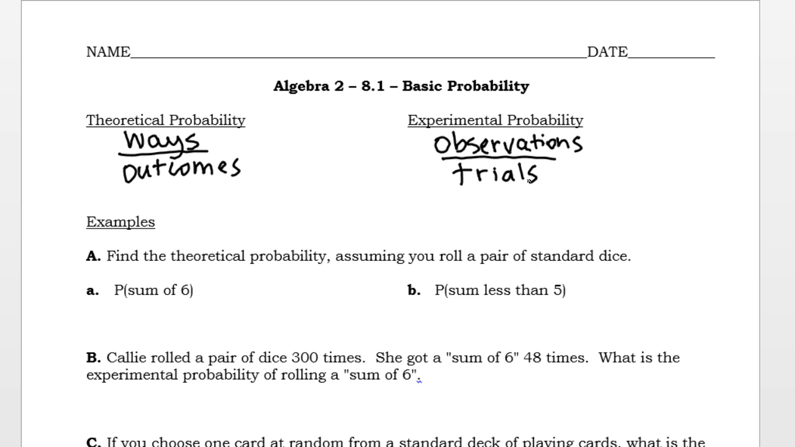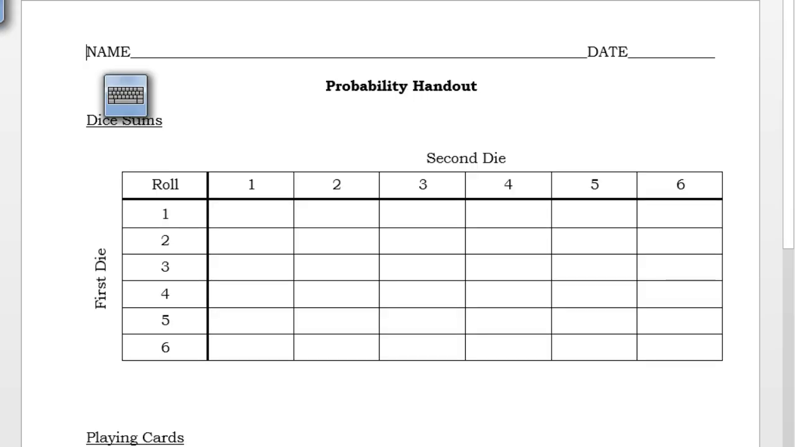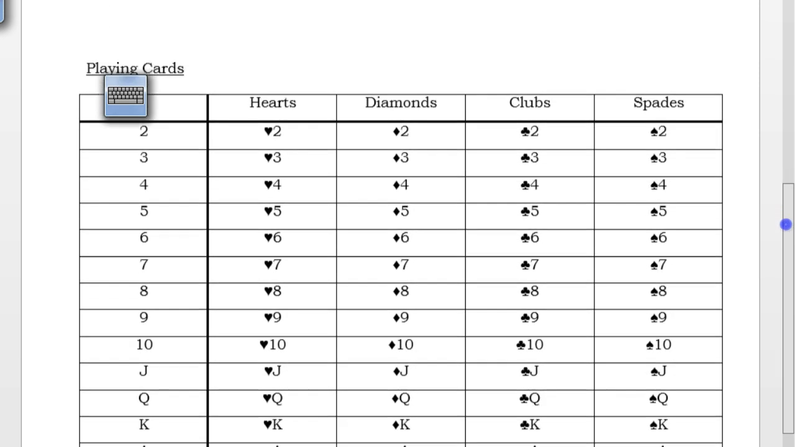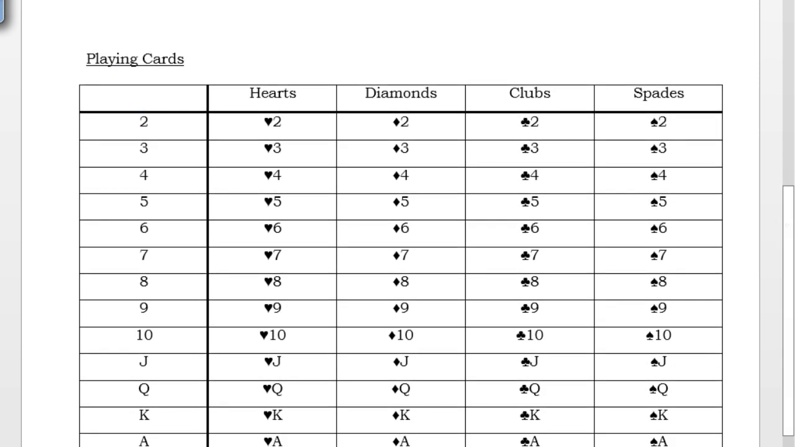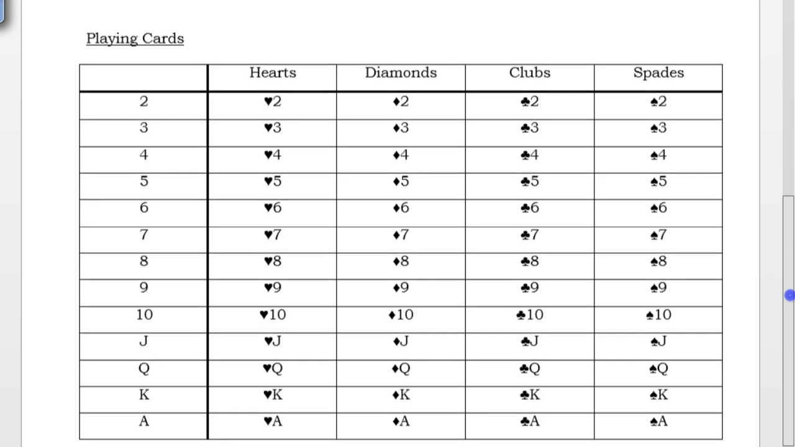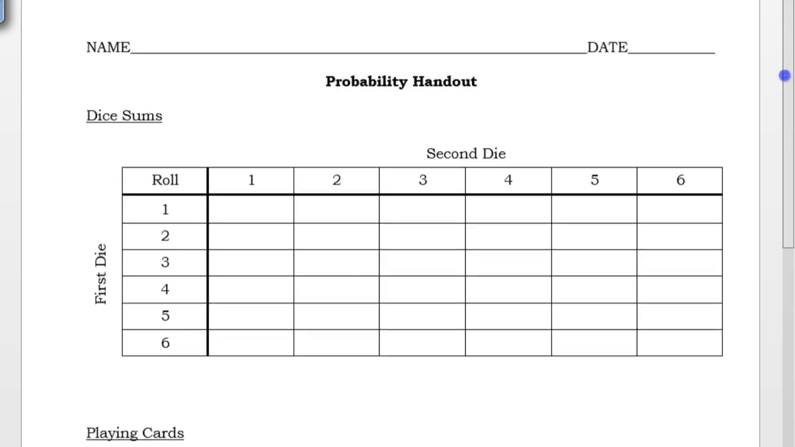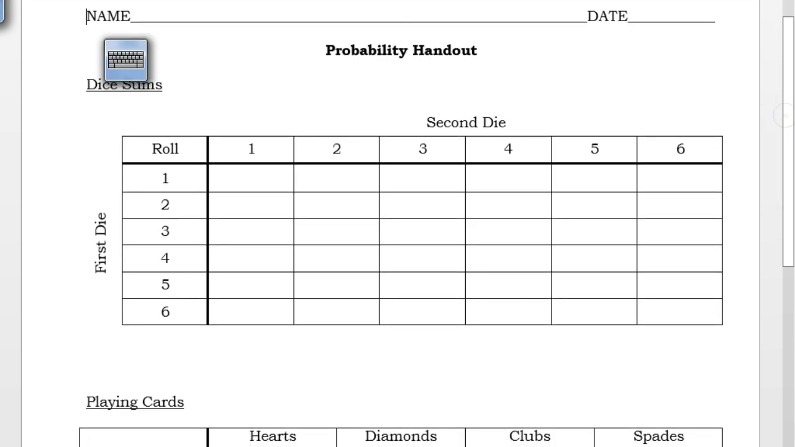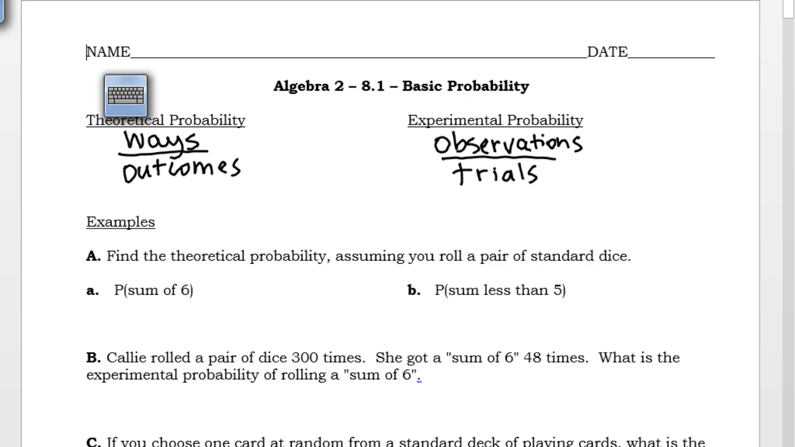Before I keep going, there is a handout that is available if you need it for dice sums and for playing cards, if you're not really very familiar with what a standard deck of cards looks like. We will be using this sum table on this first example.